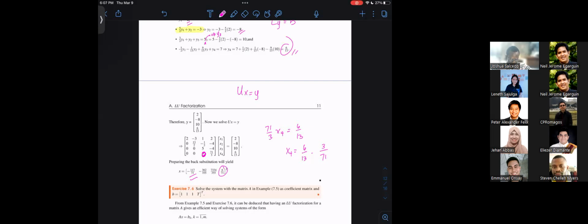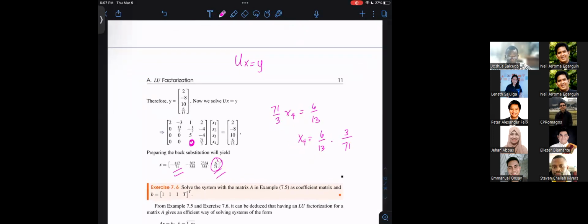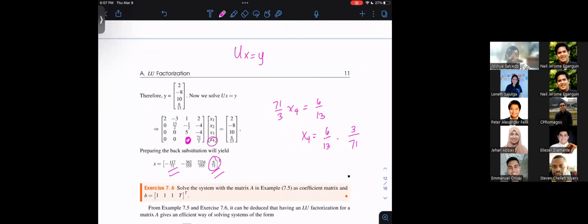Huh. So I'll need to double check this, but I hope the process is clear. So you do the back substitution, you start from finding x4, use that value to get x3, and then use x3 and x4 to get x2 all the way up to x1. Okay. Is that clear? Any questions? I'll just need to double check the arithmetic there. I started to doubt all these numbers over here.